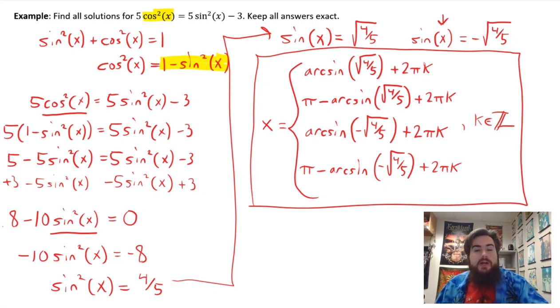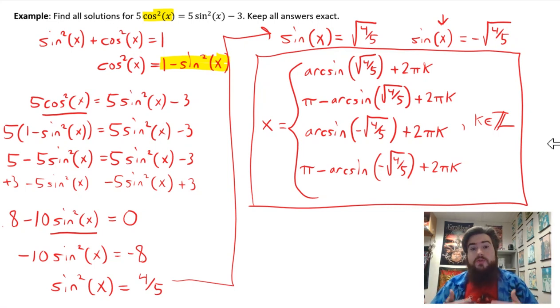Now, what I've demonstrated is one way to work through this problem. If you instead replaced sine squared at the beginning of this problem with 1 minus cosine squared, then you're going to get similar kinds of answers involving arc cosine instead.